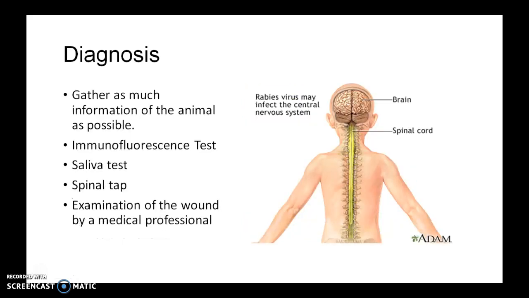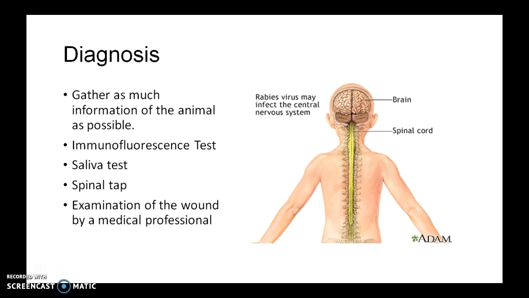So, diagnosis. If you're bitten, you should gather as much information about the animal as possible, and make sure to call the local animal control center so that they can capture the animal. If rabies is a possibility, the animal will be monitored. You should see a medical professional and allow them to cleanse the wound properly and then proceed with medical treatment from there.